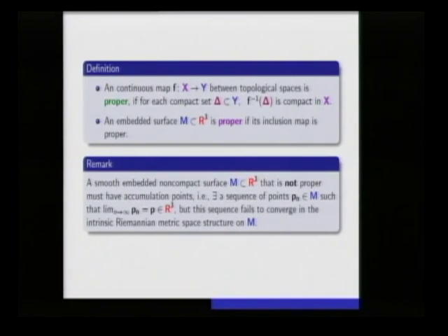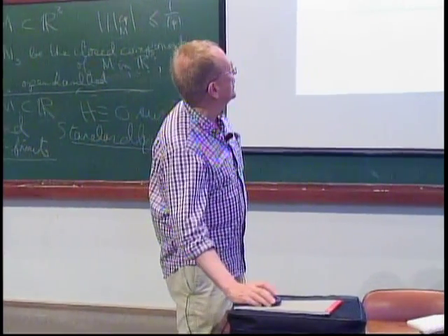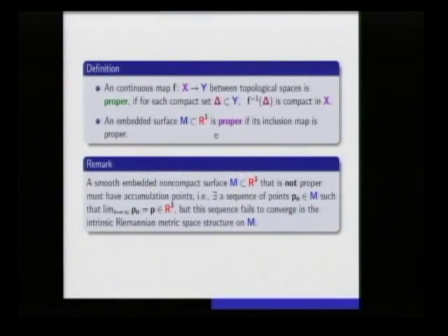So we're going to have real definitions. So what does proper mean? We talk about properness when we talk about continuous maps between topological spaces. So suppose you have a continuous map from X to Y, and we say it's proper if the preimage of any compact set in Y is compact in X. So it doesn't usually help us very much. But anyway, that's the definition. And the surface is called proper in R3 if its inclusion map is proper.